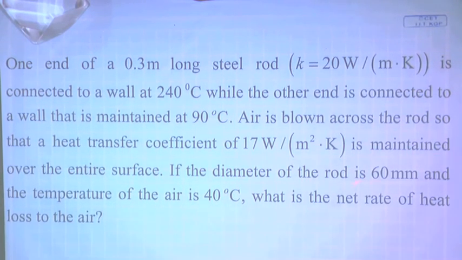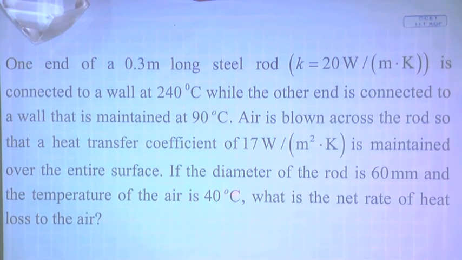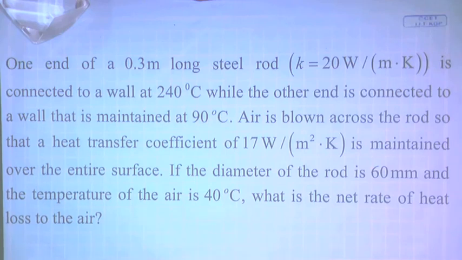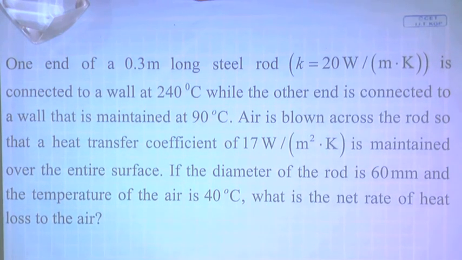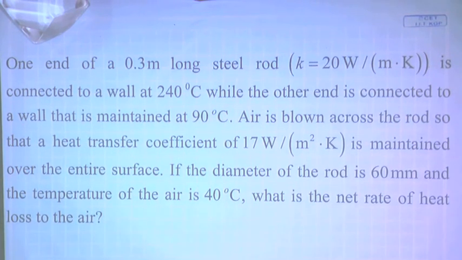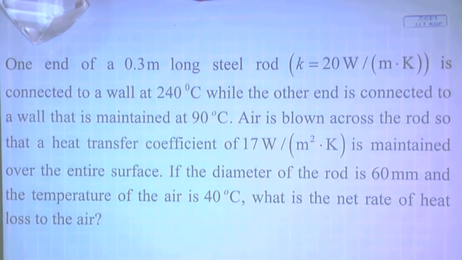If the diameter of the rod is 60 millimeter and the temperature of the air is 40 degrees Celsius, what is the net rate of heat loss to the air? That means fin with fixed end temperature. Okay, these are the representative fin problems. All right? Okay?